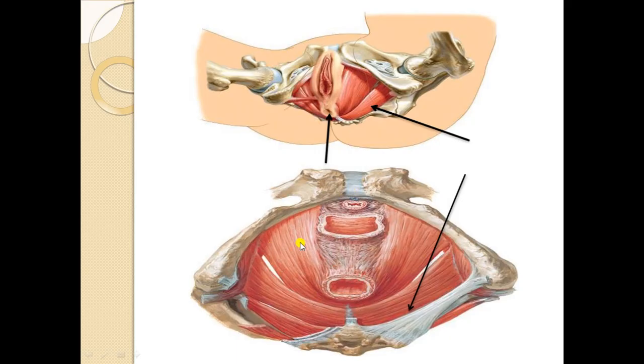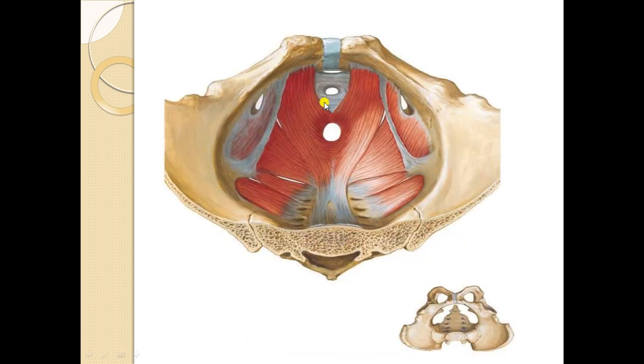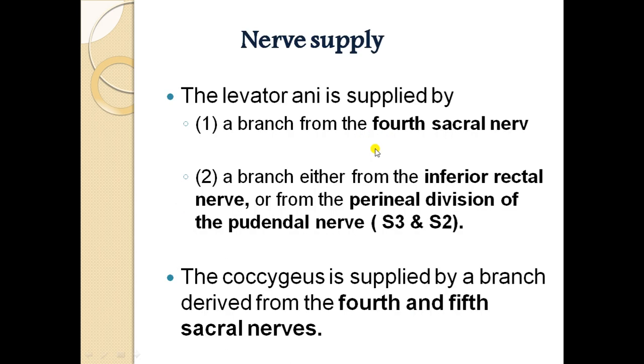So here also you can see all these muscles. This is the anal opening and this is the vaginal opening. Here we can see the perineal body. So this is also now the nerve supply.